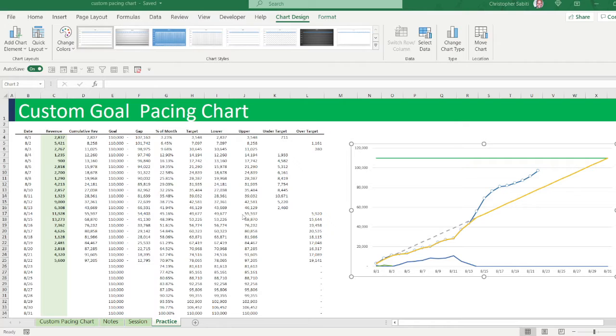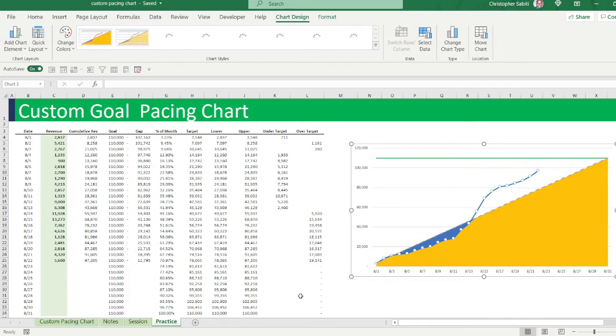Then the cumulative rev, this one was line with markers. Then the target, this was a line. Okay, then the lower, this one is going to be an area clustered. All these are going to be area clustered, stacked area. Okay, and this is it. Okay, this is what we have now.